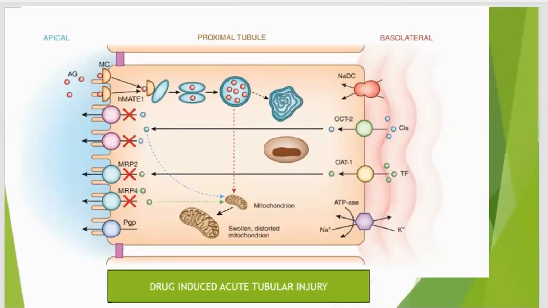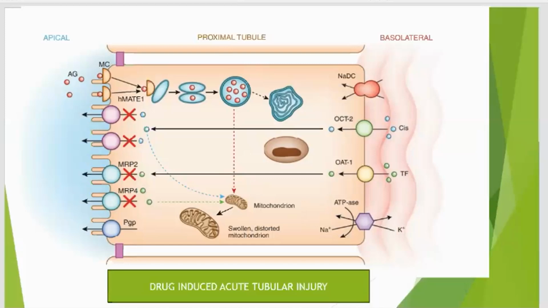So these are the drugs which cause AKI via acute tubular injury. The others are antifungals like amphotericin B, antivirals like cidofovir or tenofovir, analgesics, chemotherapeutic agents like cisplatin, radiocontrast agents, calcineurin inhibitors like cyclosporin or tacrolimus, and bisphosphonates like pamidronate or zoledronic acid.